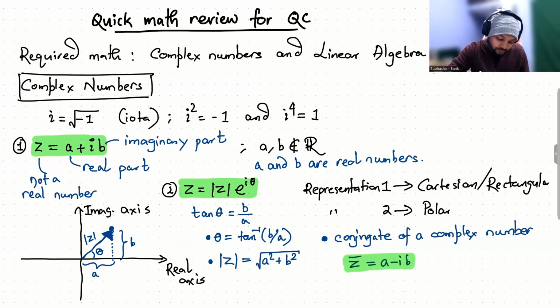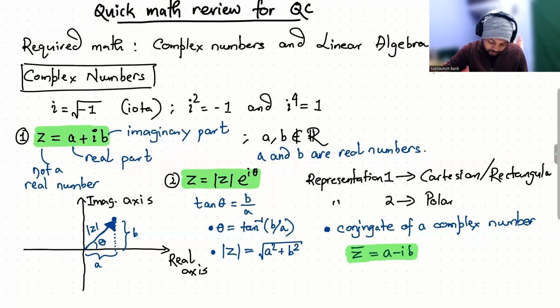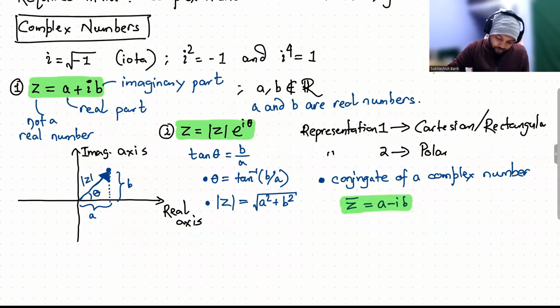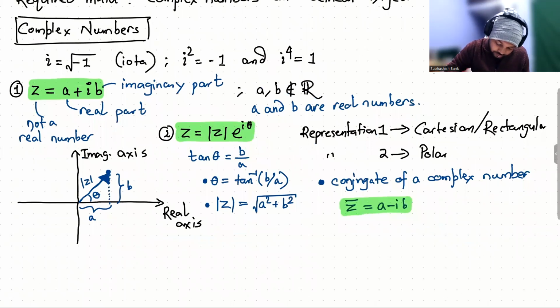And once you know z and z bar, you can calculate a few things. For example, three things are important here. So one, if you multiply z and z bar, what you essentially get is |z| squared. Okay, so this is something important to note. z into z bar is |z| squared.